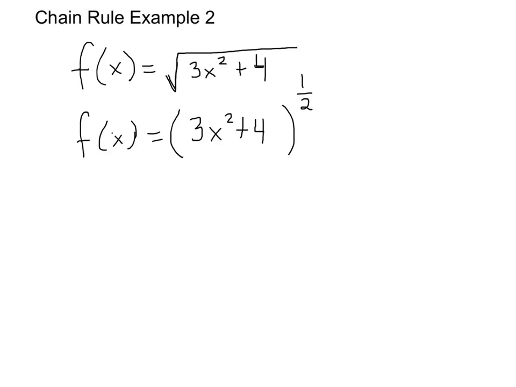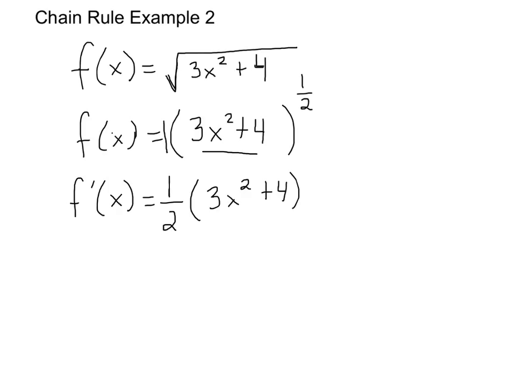So I've got f prime of x equals, I'm going to take the 1/2 and multiply it by the 1 that's understood to be in front. So I've got 1/2 times, and I'm not going to change what's inside the parentheses, 3x squared plus 4. And then I'm going to reduce the power by 1. Well, 1 is the same thing as 2 over 2, and that'll get me a common denominator. And so 1/2 minus 2 over 2 is negative 1/2.